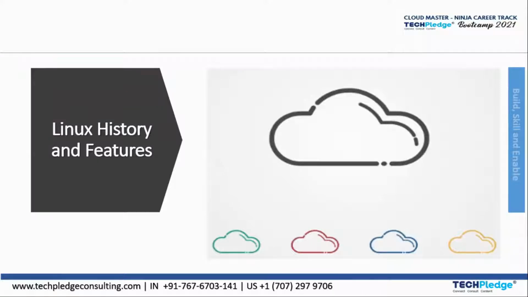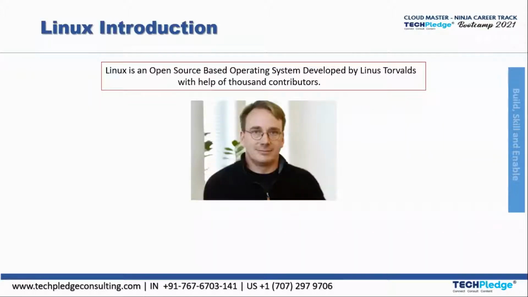So welcome back. Let's start with the first module, that is Linux history and its features. So what is Linux? As you know, Linux is an operating system. Linux is an open source based operating system which was developed by Linus Torvalds with the help of 1,000 contributors. So basically, Linux will give you an idea. It is completely different from a basic operating system. This is an open source OS which gives you a greater advantage where programmers can design their own custom operating system.